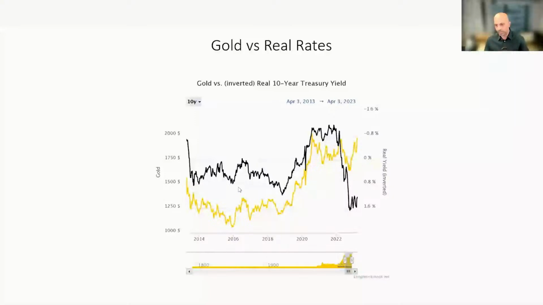As you can see from 2016 onwards, the correlation is pretty tight. When the real yield hit 0% and started increasing to become more positive, that's when gold started to retreat as well. So the basic takeaway is as real rates become less positive and more negative, gold prices increase. And conversely, as real rates move from negative to neutral to more positive territory, gold prices drop.